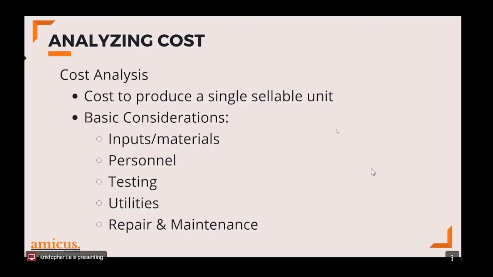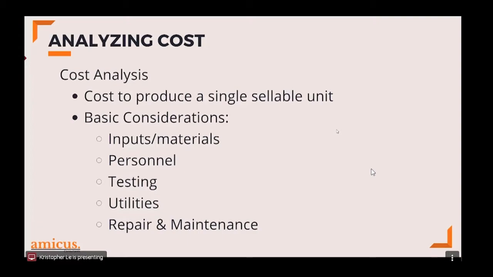And this is not just, I see a lot of folks kind of stop at the materials that go into the product, but there's just so much more than that, right? Not only is it your inputs and materials, but also the personnel. Again, understanding the time it takes to produce one single unit and the cost of personnel associated with that, including administrative personnel, quality, QC testing, et cetera.